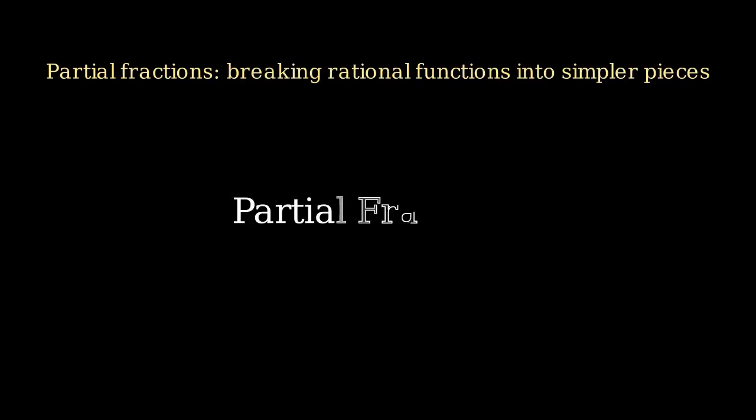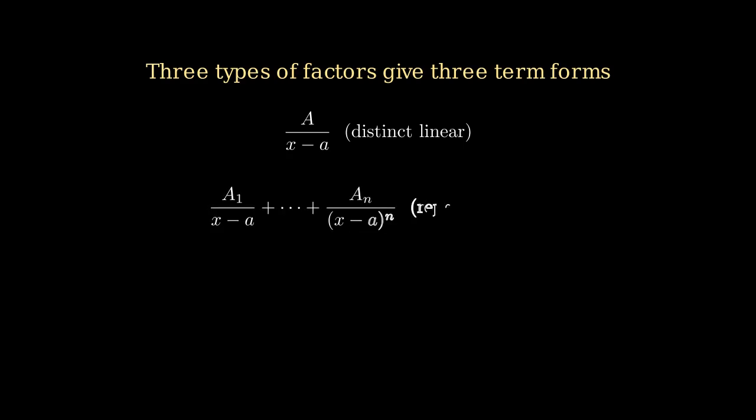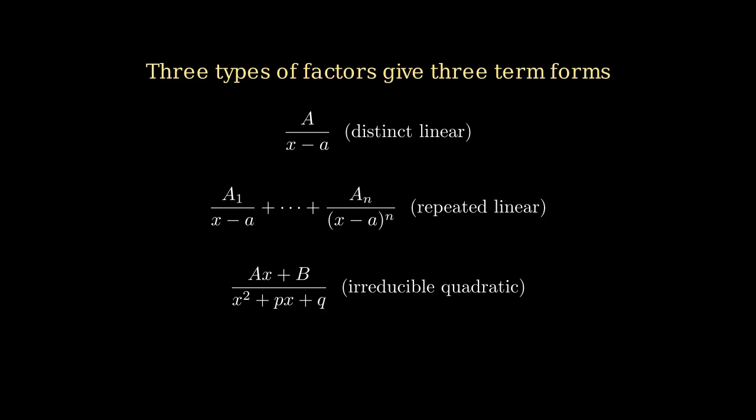Today we're looking at partial fractions, a technique for breaking a complicated rational function into simpler pieces we can actually integrate. The rule is this: for a distinct linear factor, like x minus a, you get a term A divided by x minus a. For a repeated linear factor, (x minus a) to the n, you get a whole sum of terms, A1 over x minus a, up to An over the quantity (x minus a) to the n. And for a distinct irreducible quadratic factor, you get a term of the form Ax plus B over that quadratic.